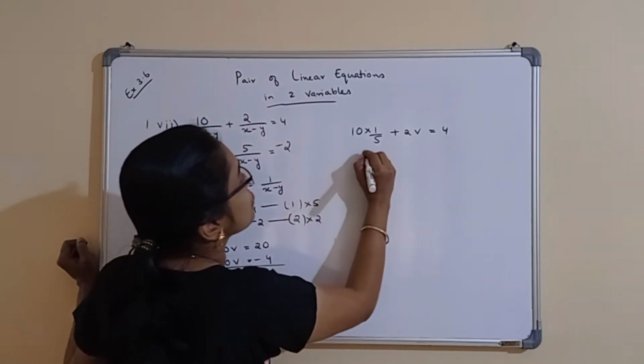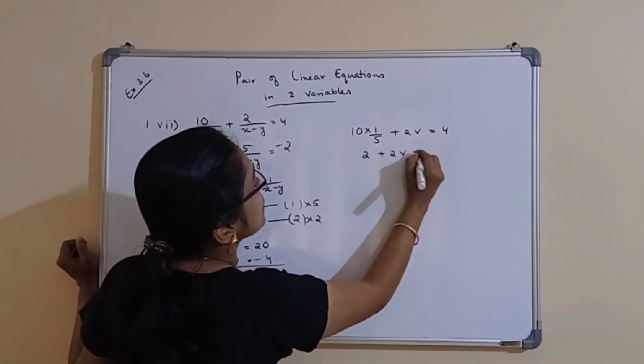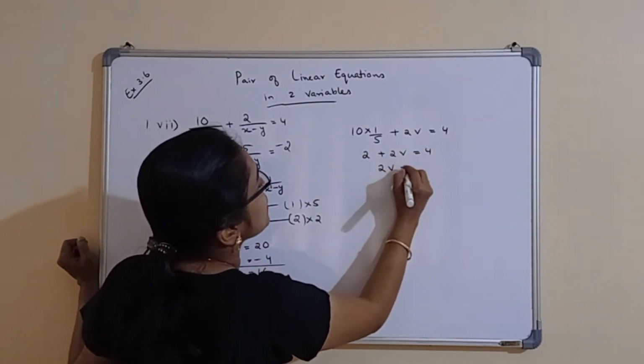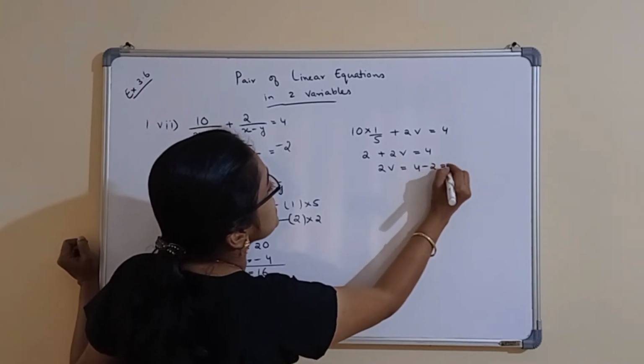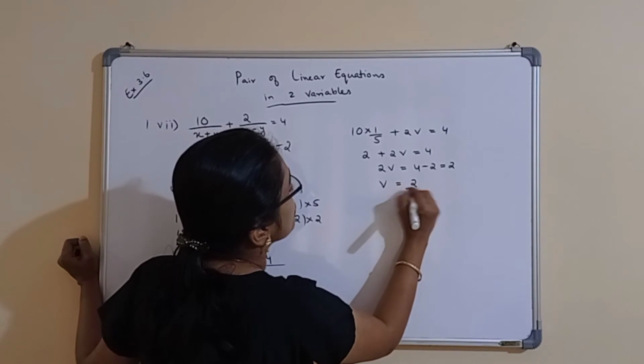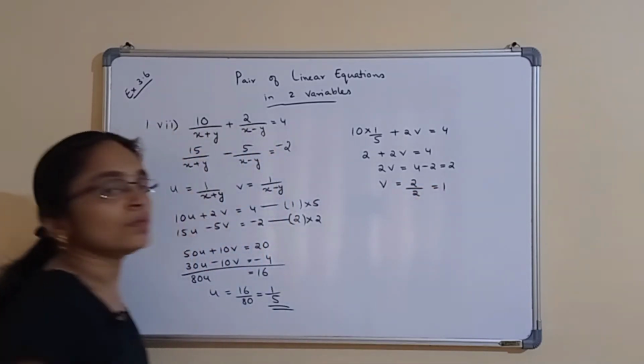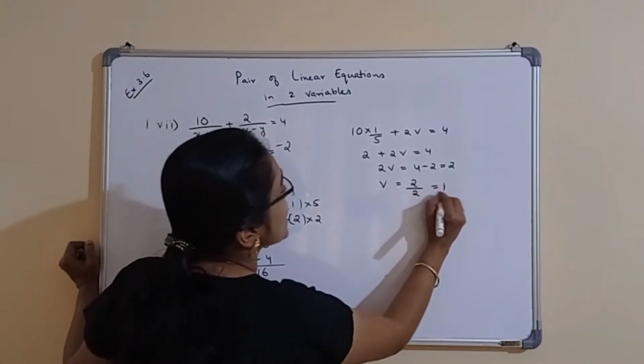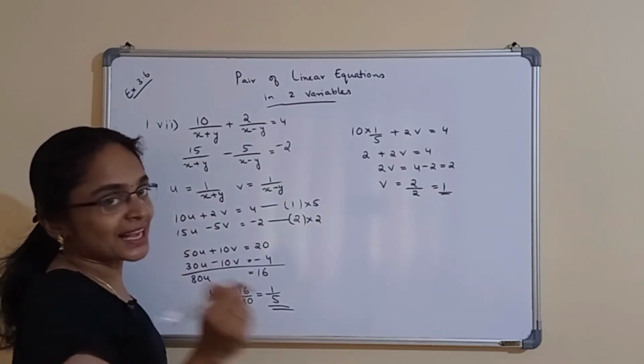Which means 2 plus 2v is equal to 4. So 2v equal to 4 minus 2, which is equal to 2. So what is the value of v? v equal to 2 by 2, which is equal to 1. So we got the value of u as 1 by 5 and v as 1.